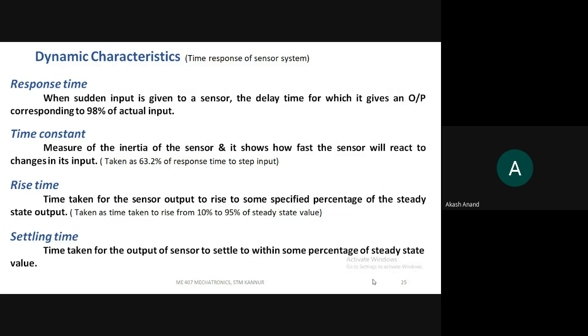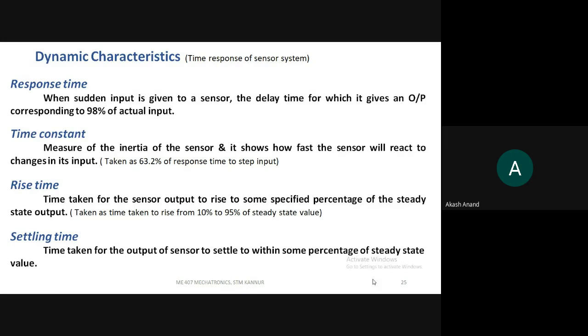After that, we came to know what time constant is. Time constant is actually the measure of the inertia of the sensor, and it shows how fast the sensor will react to changes in its input. And we usually take a certain percentage of the response time, which we already measured. So the time constant is taken as 63.2% of the response time. Okay. So next is rise time.